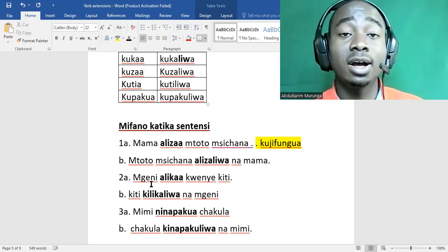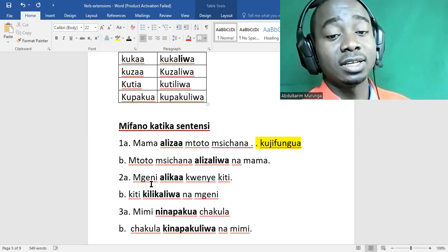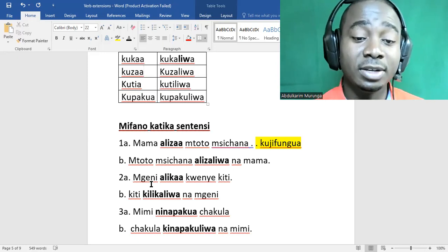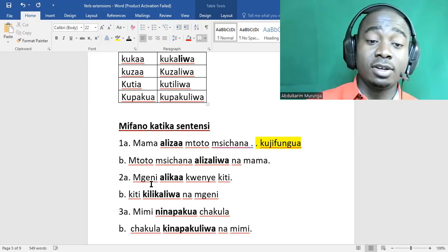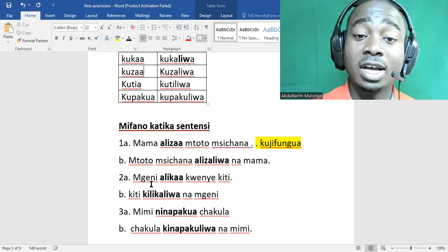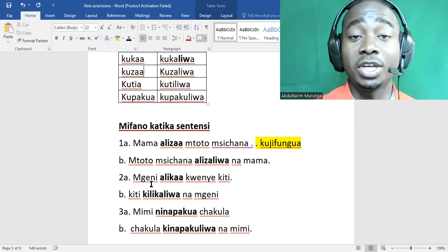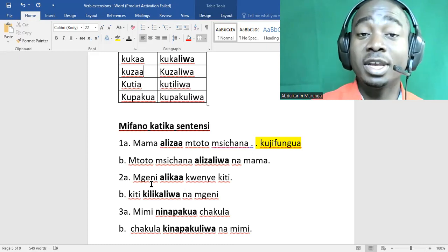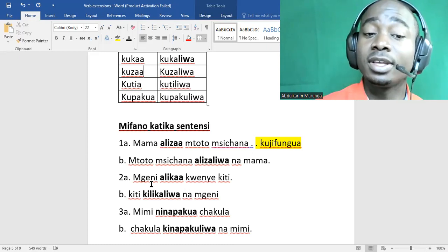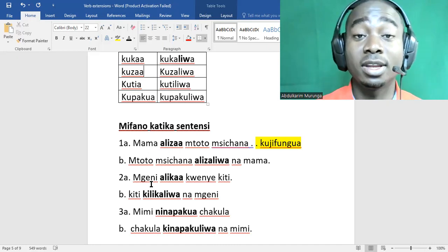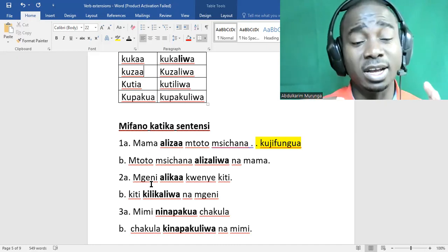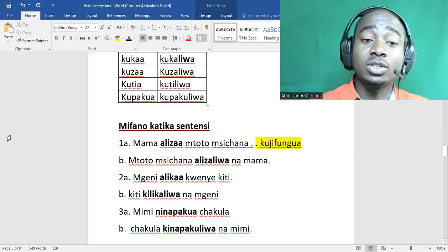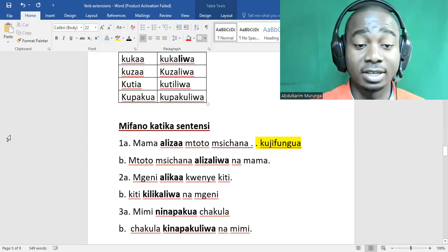Mgeni alikaa kwenye kiti. So this is kiti, chair. Mgeni alikaa kwenye kiti. The visitor or the guest sat on the chair. If we want to make it passive, then we say kiti kilikaliwa na mgeni. Sawa? Kiti kilikaliwa na mgeni. So this implies the chair was sat on by the guest.